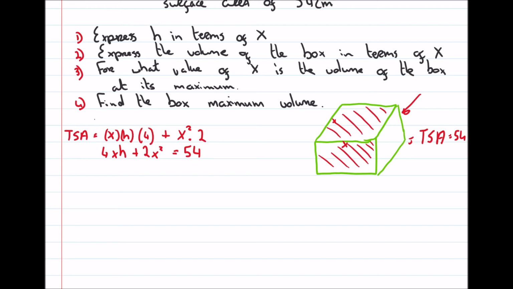So this is just a basic bit of algebra here, really. I want h on its own first, and everything else the other side. We'll have 4xh plus 2x squared equals 54. Well, if I divide it across by 2, I get 2xh plus x squared equals 27.